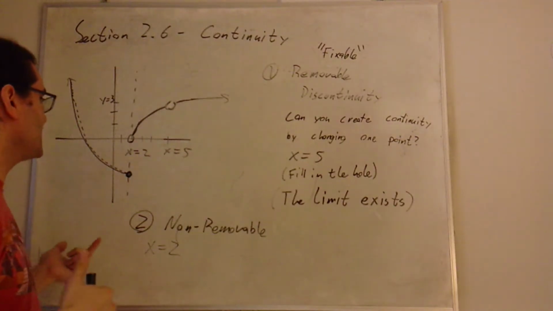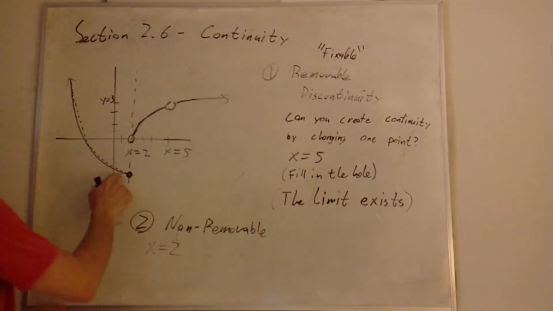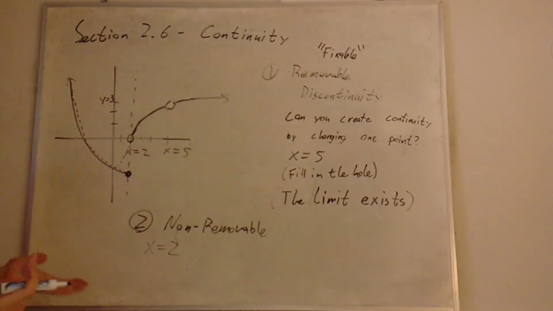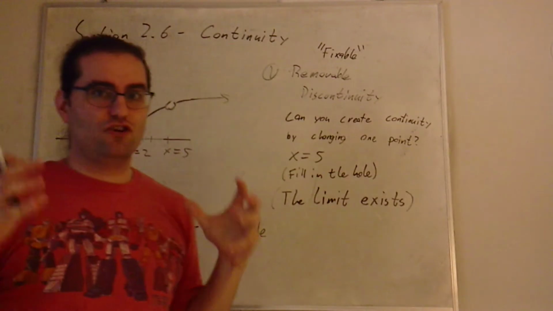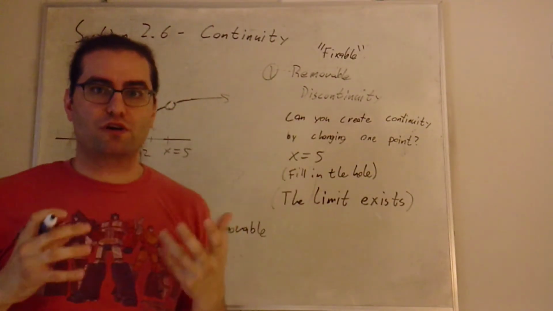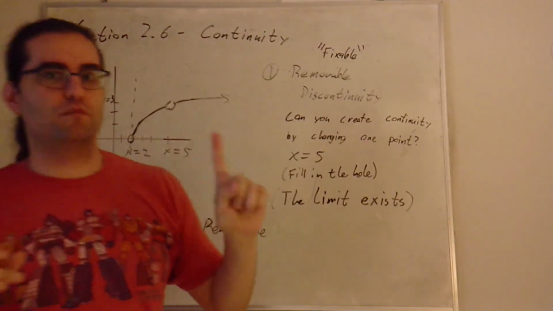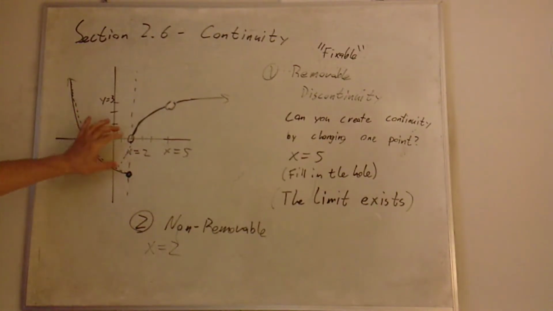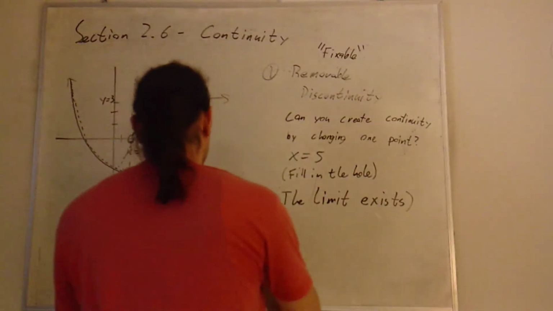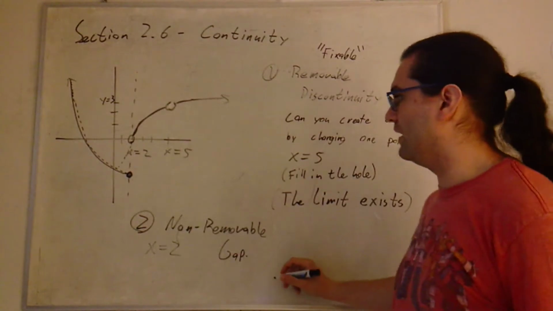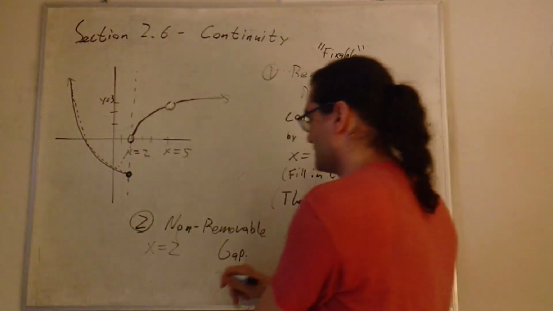We could probably change a chunk of the function. Like if we changed this entire region to go up here instead, then we could fix it. But that's a huge change. When we say if something is fixable, we're talking about changing exactly one point and nothing else. This cannot be fixed by changing one point. You will always have this big separation here. So you can think of this as like a big gap. And we can also think about this as the limit does not exist.